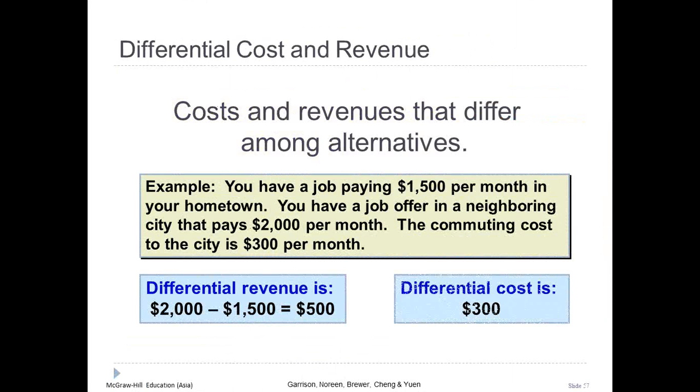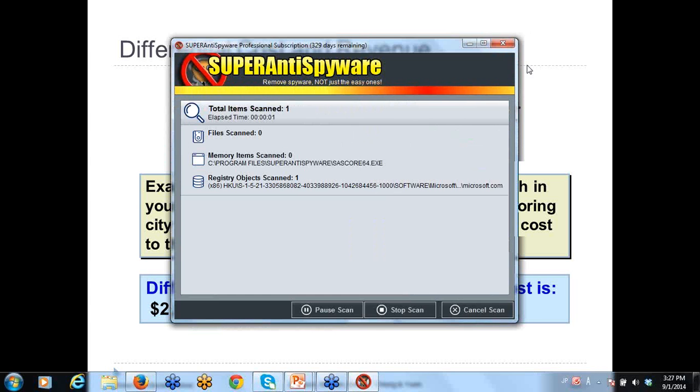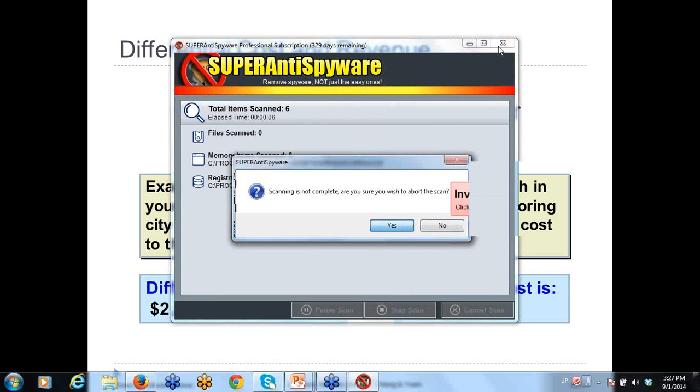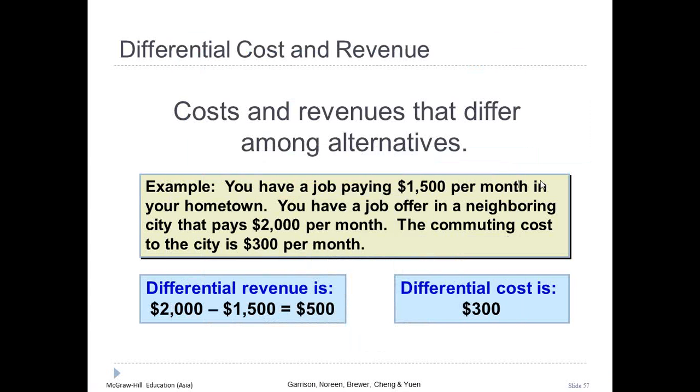A difference in revenue between two alternatives is called differential revenue. For example, assume you have a job paying $1,500 per month in your hometown. You have a job offer in a neighboring city that pays $2,000 per month. The commuting cost to the city is $300 per month. So in this example, the differential revenue is $500 and the differential cost is $300.